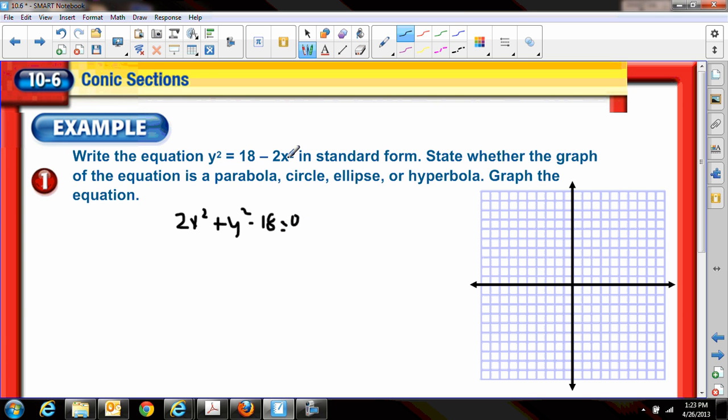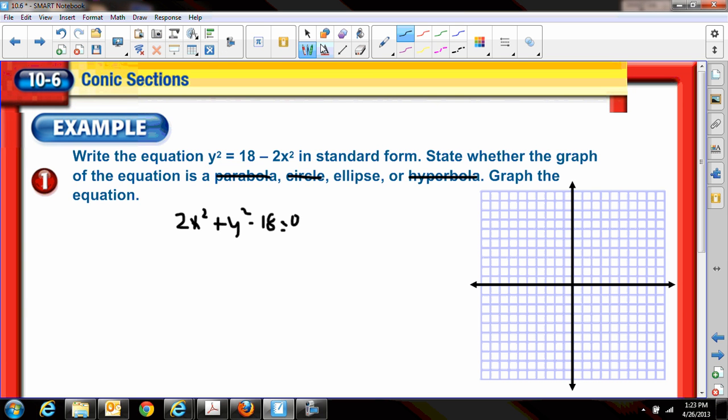I put it all on one side so I can look at the x squared and the y squared together. First off, x squared and y squared together, not a parabola, that's out. Positive 2, positive 1, not a circle, that's out. Positive, positive means this has to be an ellipse, so I'm graphing an ellipse. Once I know what it looks like, now I can put it in the form that I like.